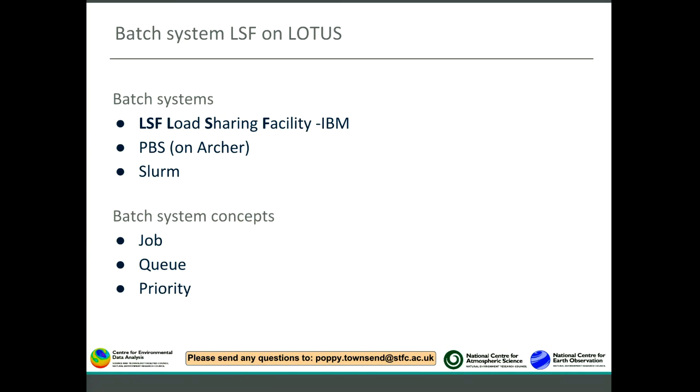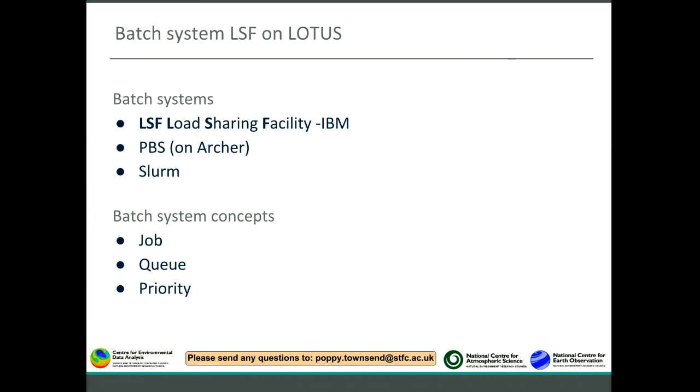So the batch system that we have on LOTUS is LSF. LSF stands for Load Sharing Facility. It's an IBM product, but there are others like PBS on Archer, for those who run models on Archer, and there's Slurm as well. So these are standard approaches to manage a large cluster in general. And what all these batch systems share is that the concept is based on job queue priority. I'm going to cover the job and queue priority.